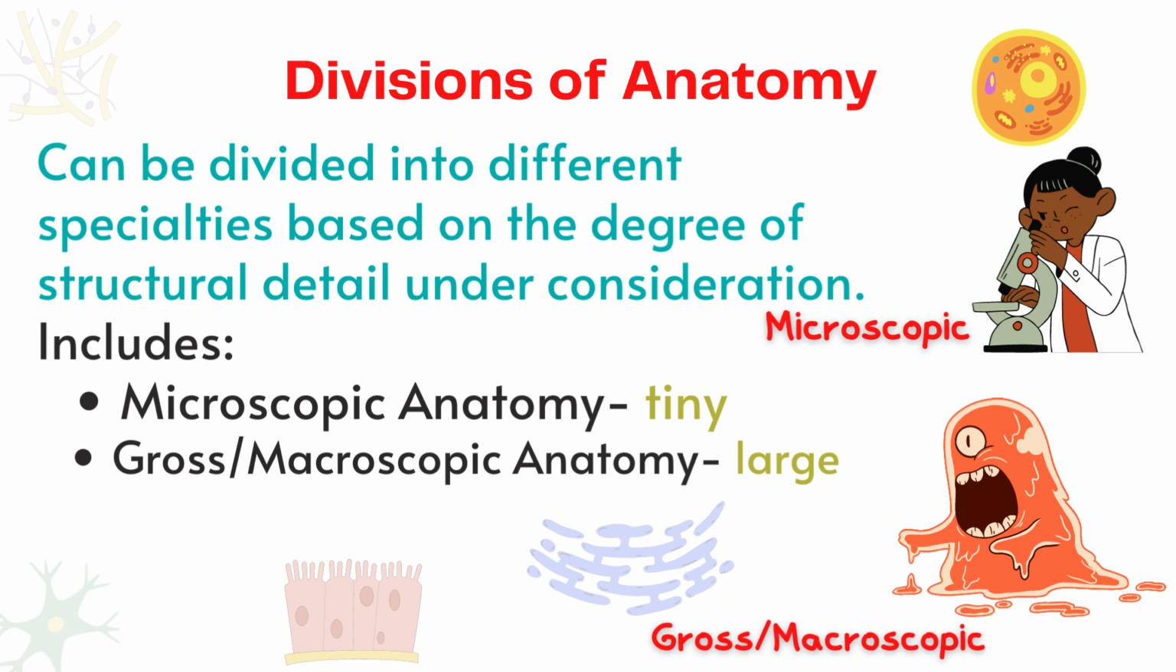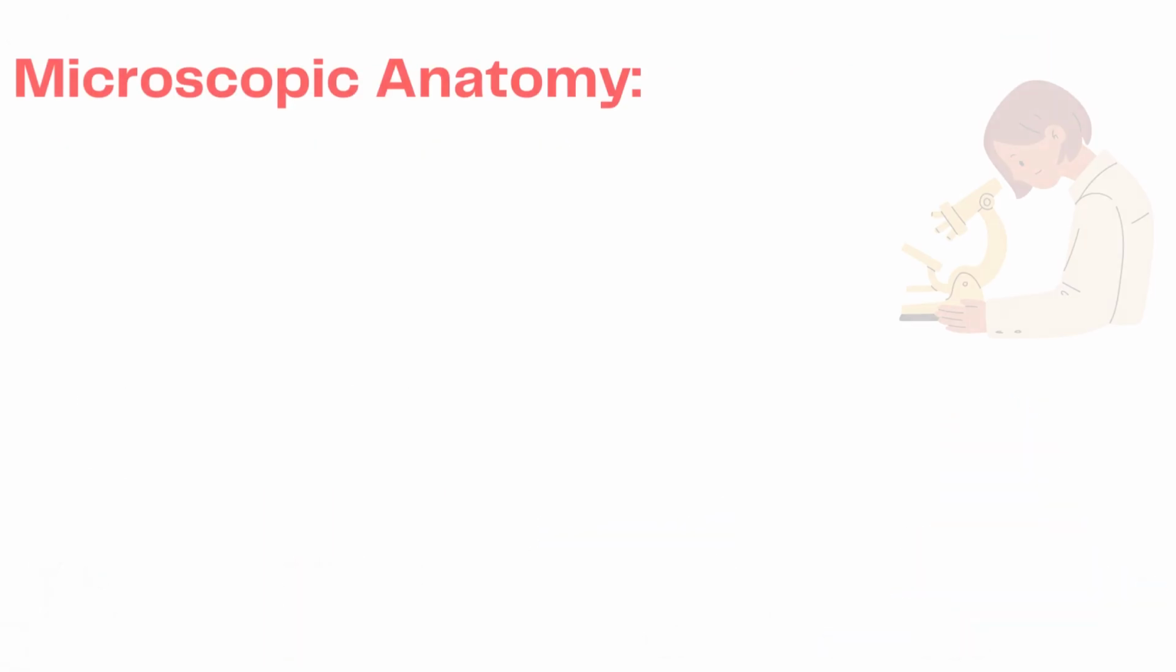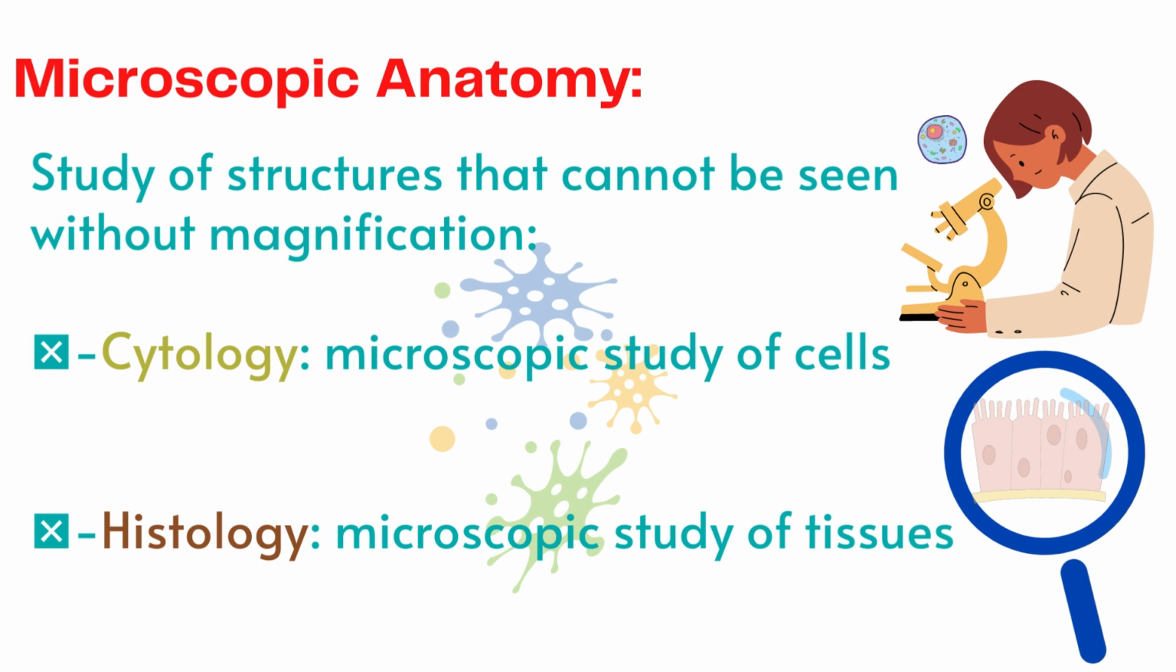The first one is microscopic anatomy, and by microscopic anatomy, you look at the tiny structures, okay? Just like the way the name microscopic, micro means small, so you are focusing on the small structures, and those structures you actually need or require the microscope. And then you have the gross, or what we also call macroscopic anatomy. Macro means large. So gross anatomy focuses on those structures which are large enough that you do not require any magnification.